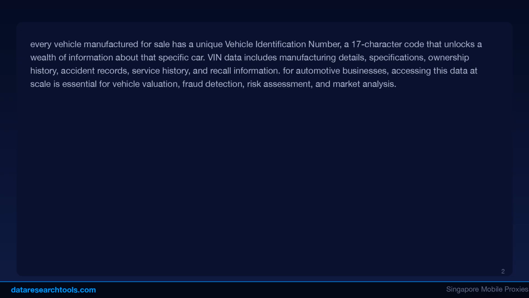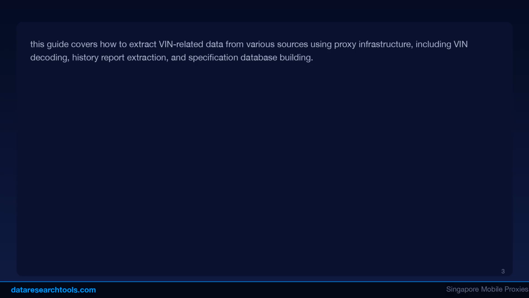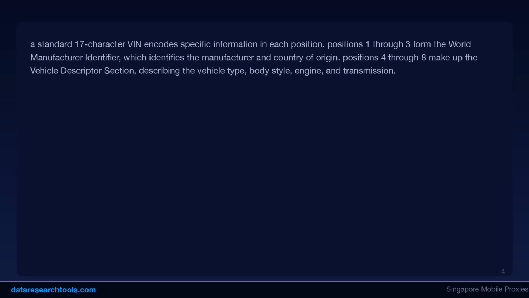This guide covers how to extract VIN-related data from various sources using proxy infrastructure, including VIN decoding, history report extraction, and specification database building. A standard 17-character VIN encodes specific information in each position. Positions 1 through 3 form the world manufacturer identifier, which identifies the manufacturer and country of origin. Positions 4 through 8 make up the vehicle descriptor section, describing the vehicle type, body style, engine, and transmission.